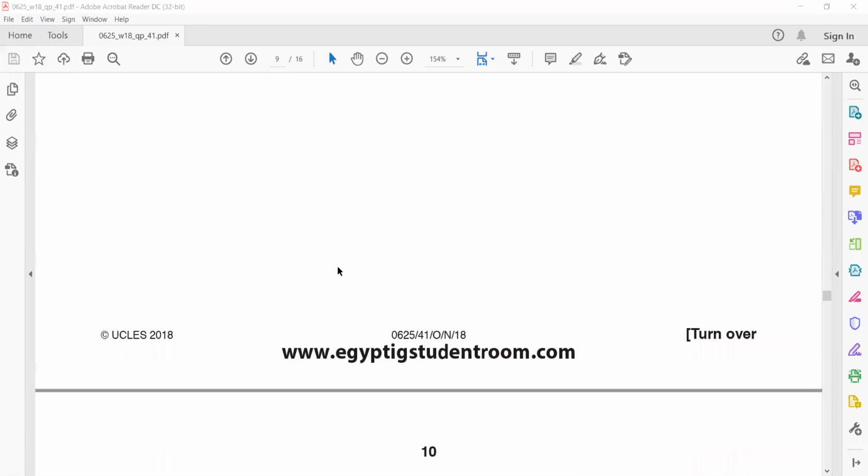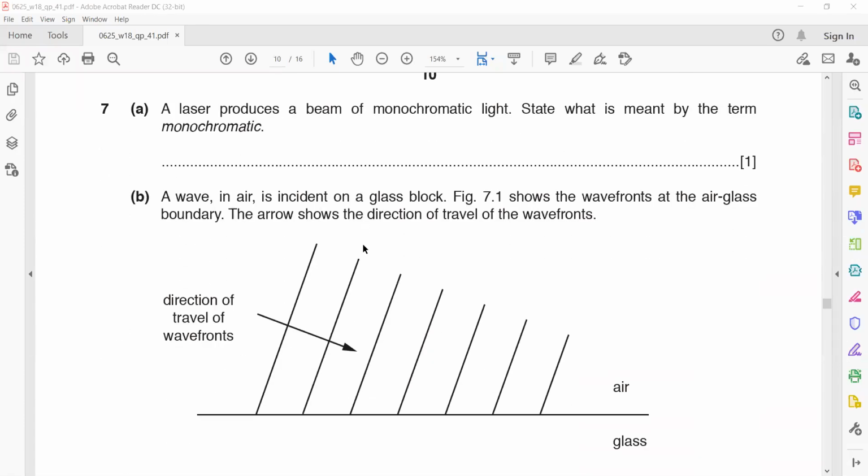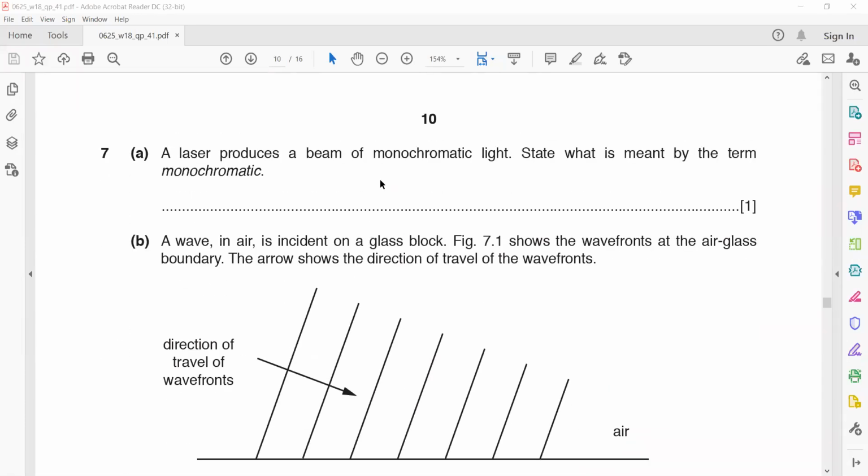The next part, a laser produces a beam of monochromatic light. What is the meaning of monochromatic? Light of single frequency, single wavelength. But don't write single color, because the term single color is not valid scientifically. So it should be single wavelength or single frequency.